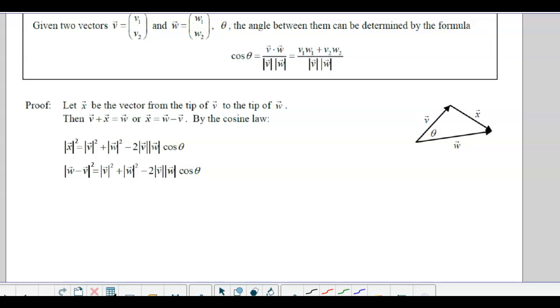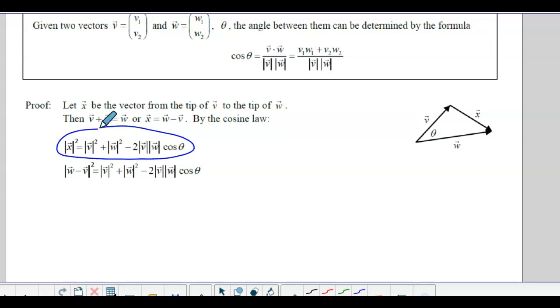Joined up V and W with vector X. So in this case, joined it with the arrowhead at W. So technically, vector X is W minus V. Now the magnitudes, it doesn't matter which direction. But here is your cosine law.